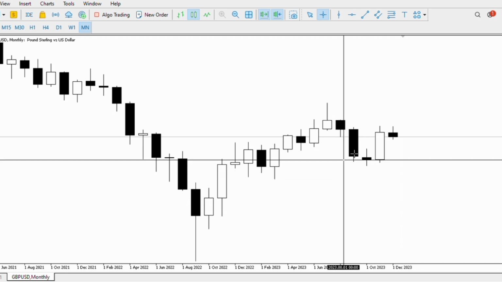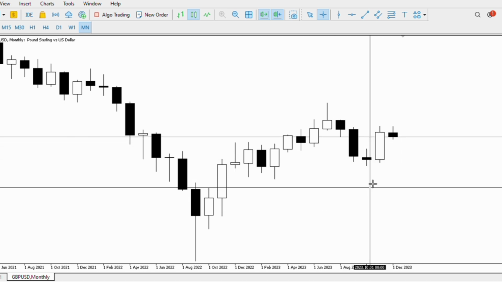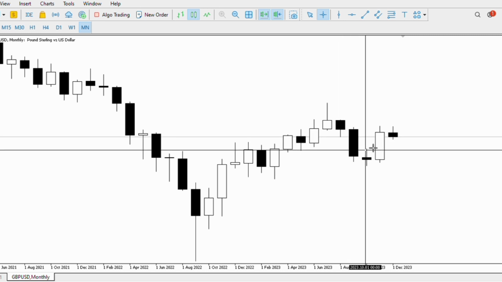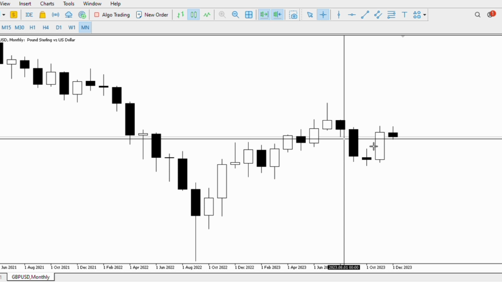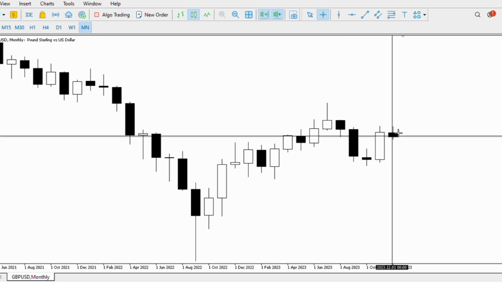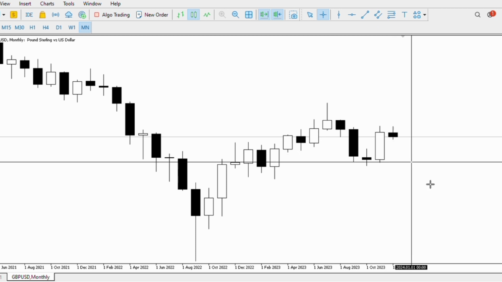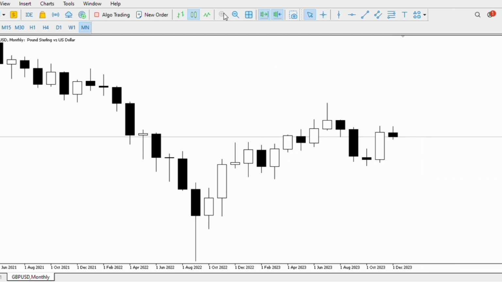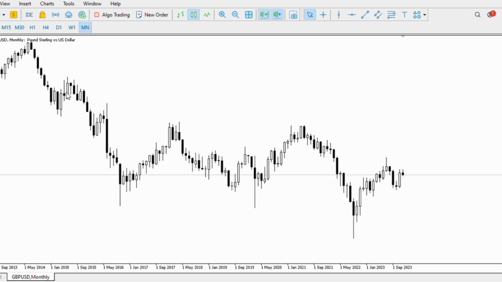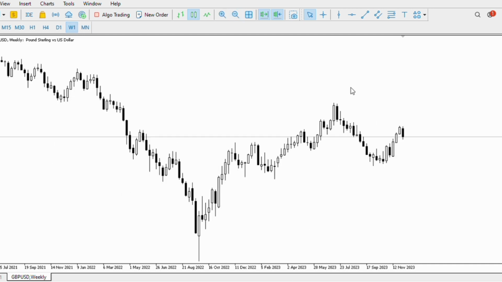Now this up move is because we had a fair value gap right here. So what price happened to do was trying to go all the way up to the fair value gap, and looking at what we're having right here, we might start having a bearish candle to start pushing price lower. Now that being said, I will move to the weekly time frame so we can take note of the high and the low on the bigger time frame.